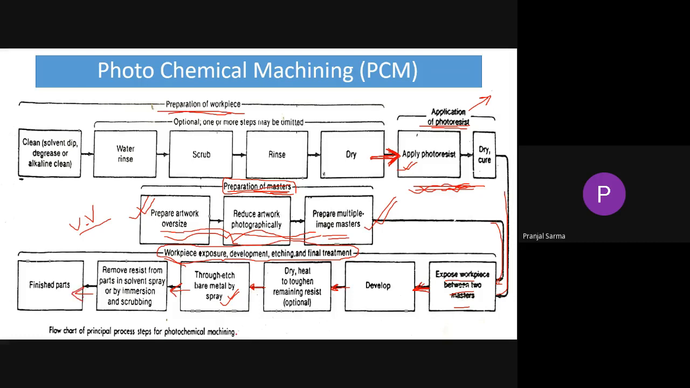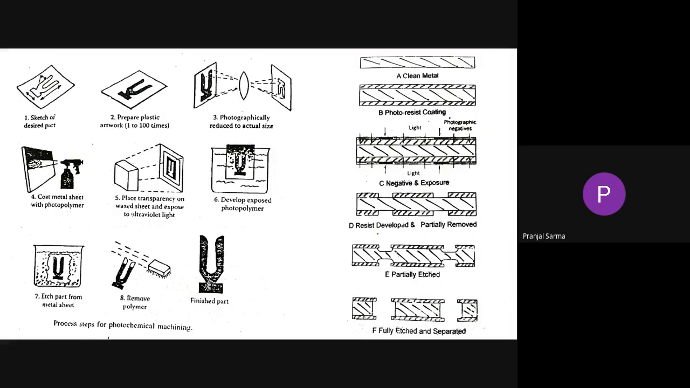Okay, so this is the flow chart of PCM, photochemical machining. How is it basically different from normal chemical machining? Here, we apply some light sensitive photoresist, and we use some photographic techniques to develop the master. That master will be used as a kind of mask. In between, the workpiece where we have already applied photoresist will be given UV exposure.